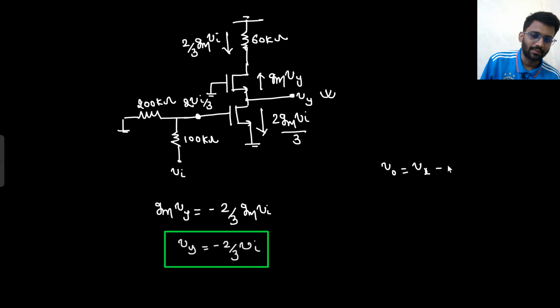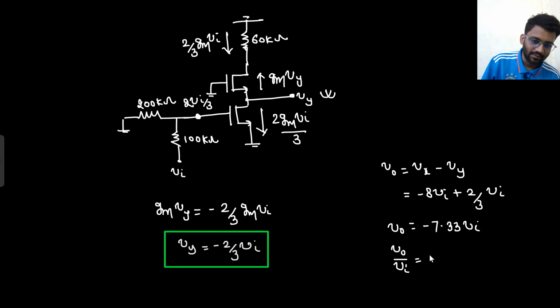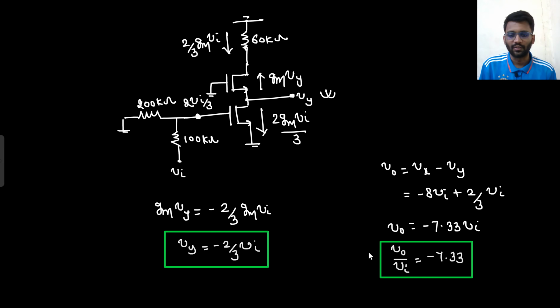V naught would be Vx minus Vy. Vx potential was minus 8 V in and Vy potential was minus 2 by 3 V in. Minus sign is there, that would be plus. So from here you are getting 2 by 3, 0.66. So minus 7.333. Minus 7.33 V in. What is the small signal voltage gain that you are getting? That is minus 7.33. That's it. This is the small signal voltage gain you are having.